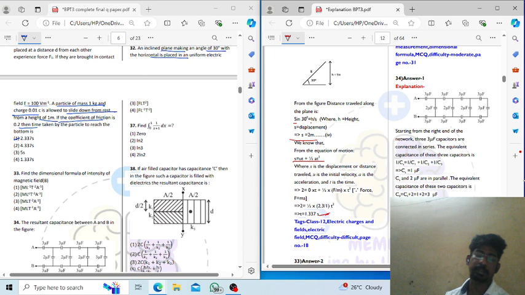Here a is equal to F by m. F is 2.3 and m is equal to 1. So if you put all the values, T will become 1.37.